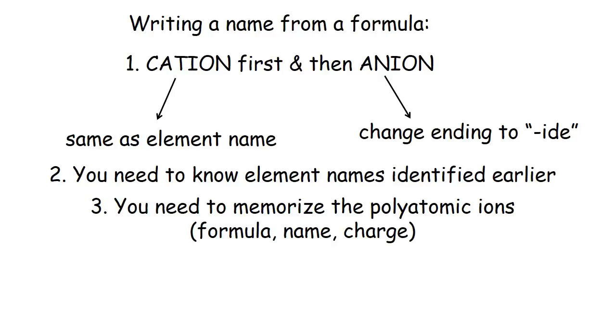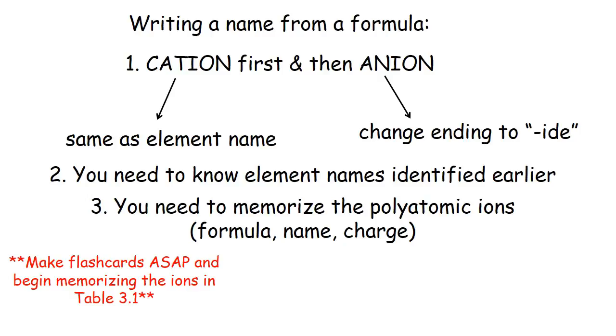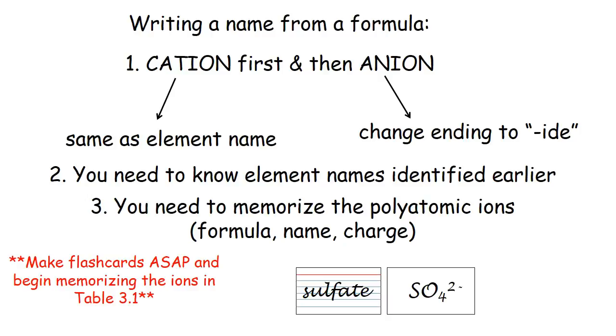Number 3, you need to memorize the formula for the polyatomic ions. You need to be able to associate the formula and the charge with the name. So you might want to make flashcards as soon as possible and put the ions that are in table 3.1, the table I showed you a few minutes ago. For example, you might write sulfate on one side and SO4 2- on the other side. You need to be able to go from one to the other or backwards, either one.